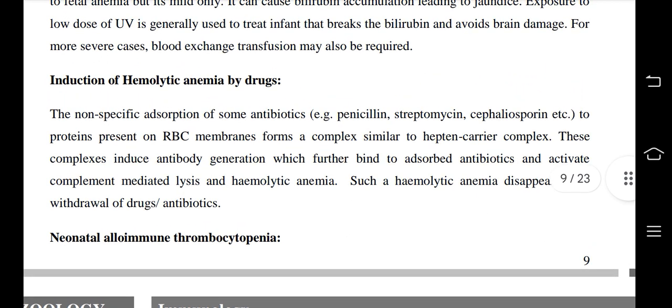Induction of hemolytic anemia by drugs. The non-specific absorption of some antibiotics like penicillin, streptomycin, and cephalosporin to proteins present on RBC membranes forms a complex similar to a hapten-carrier complex. These complexes induce antibody generation, which further bind to absorbed antibiotics and activate complement-mediated lysis and hemolytic anemia. Such hemolytic anemia disappears with withdrawal of drugs or antibiotics.